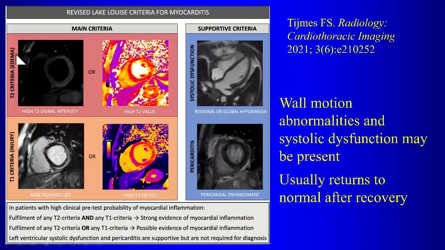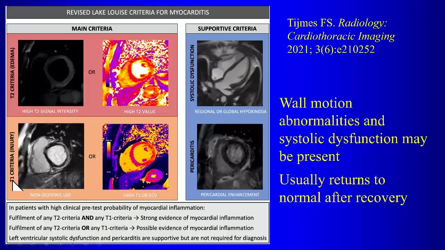So main criteria are here, a T2-based criterion, high T2 signal intensity. So you're looking for regions of edema, okay? Or high T2 values if you do T2 mapping. So these are color-coded, and areas where the values are higher than a certain threshold would show up as a different color than the rest of the myocardium there. So if you do T2 mapping, that's what you would look for.